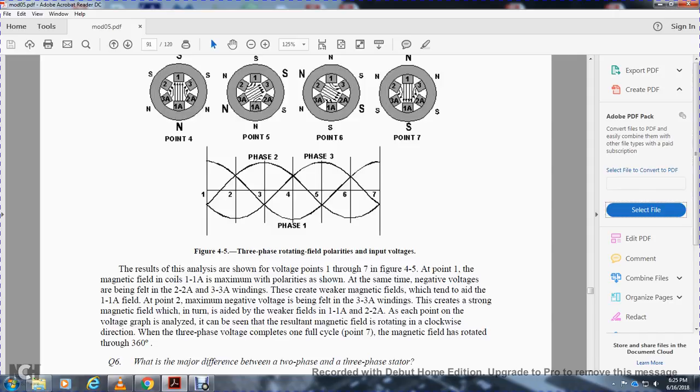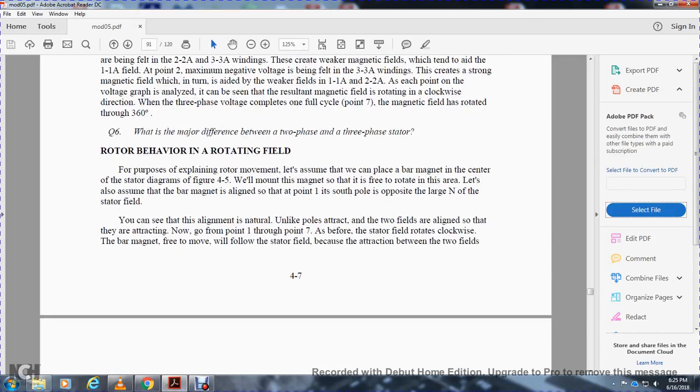Windings, these create the weaker magnetic field, which tends to aid the 1A field, with the maximum negative voltage being felt with the 3A windings. This creates a strong magnetic field in the area of the A, but a weaker field in the 1A and 2A. Each point of the voltage graph, when analyzed, shows a resultant magnetic field rotating in a clockwise direction. When the three-phase voltage completes one full cycle, at point 7, the magnetic field has rotated through 360 degrees.